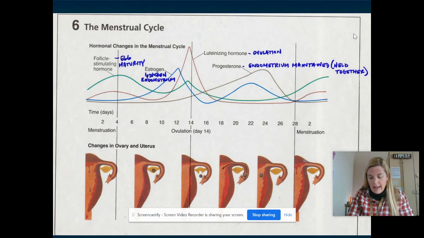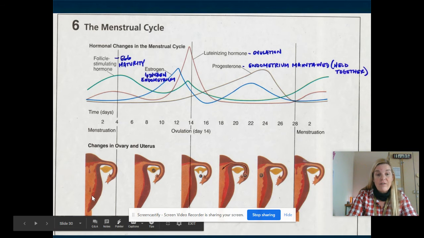Okay, next slide. You don't have this diagram in your packet, but this is actually out of our health textbook. This is a great look at the menstrual cycle. On the top, all these squiggly lines show the different hormones and what their function is. In the middle, we have the timeline of the cycle. And then on the bottom, we can see the ovaries and fallopian tubes and the uterus and what's actually happening.